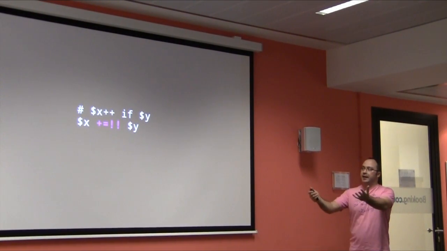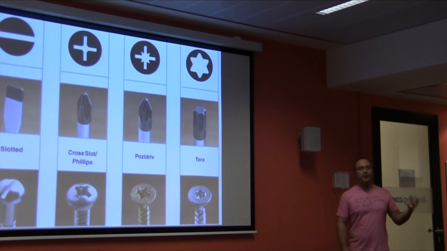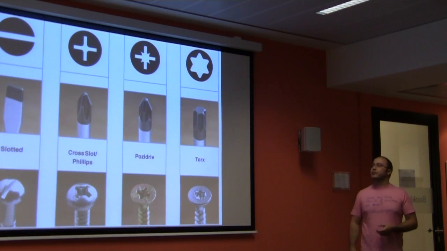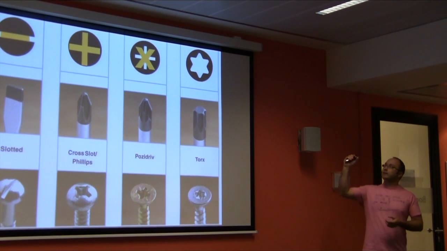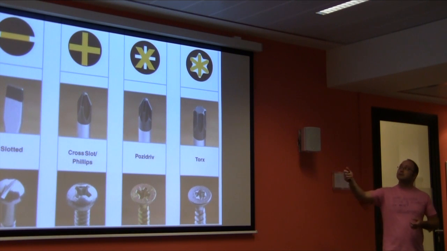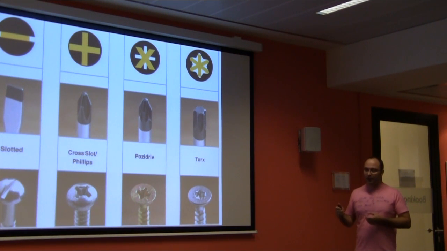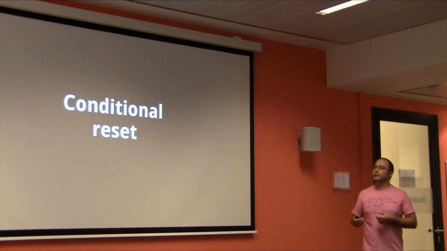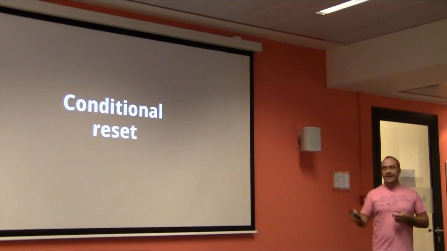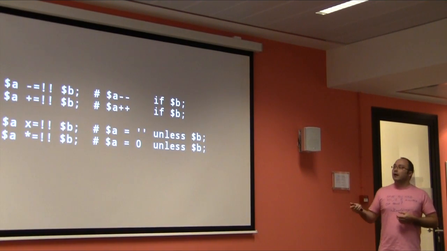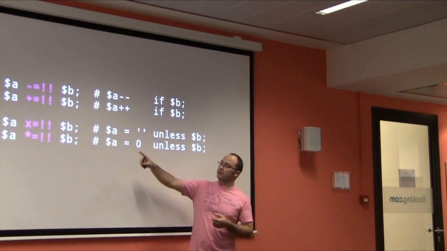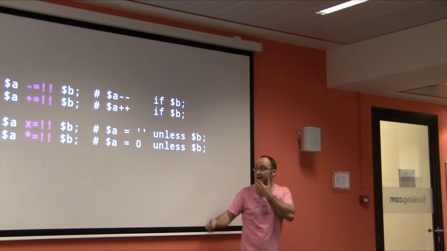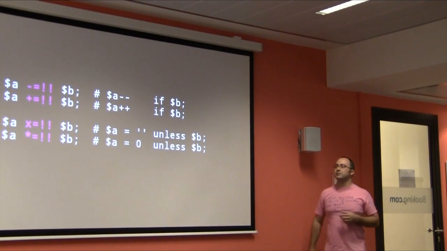Which works exactly the same, but there are more than two types of screwdrivers. So we've got the flathead, the Phillips, the pozidriv, and the torx. So a quick example of those two. They do a conditional reset, either to a string, if you use the pozidriv, and to zero if you use the torx.